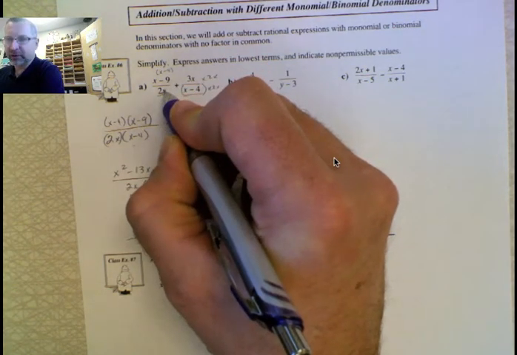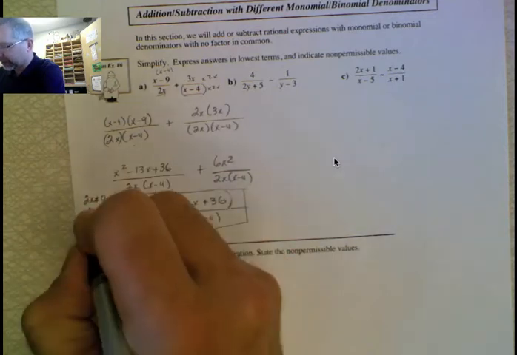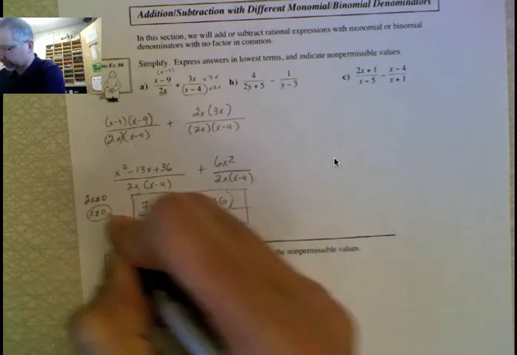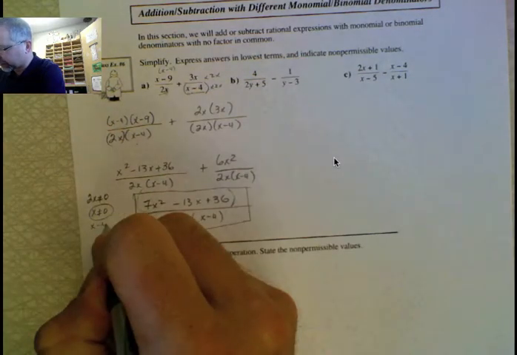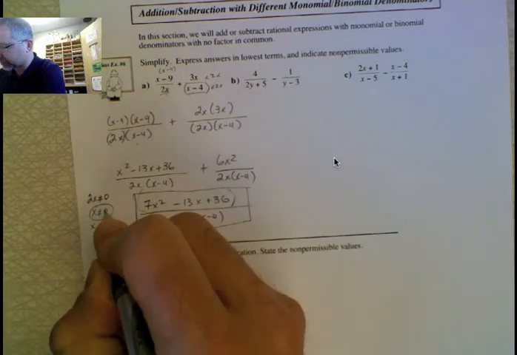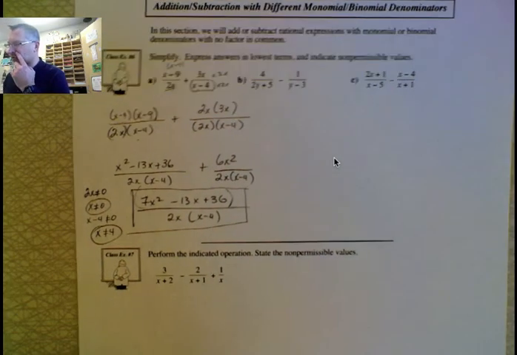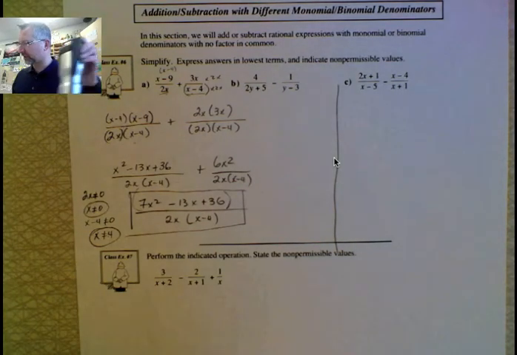So if we look at 2x, and we say 2x cannot equal 0, well that means that x cannot equal 0. If we look at x minus 4 cannot equal 0, we get x cannot equal 4. So 0 and 4 are our two restrictions. All right, we're going to look at the example in part C now.